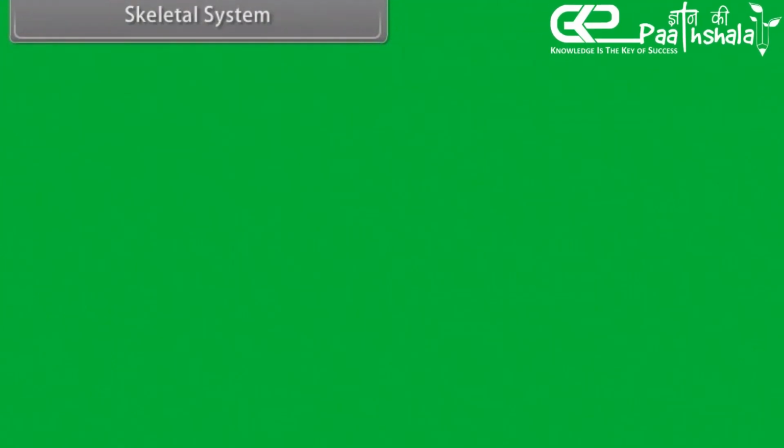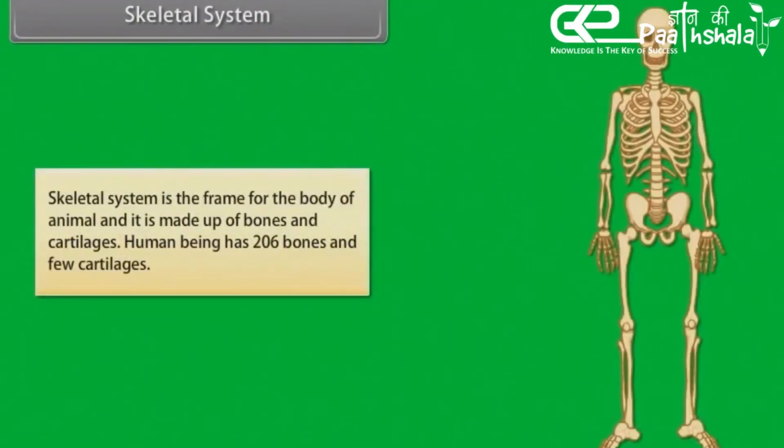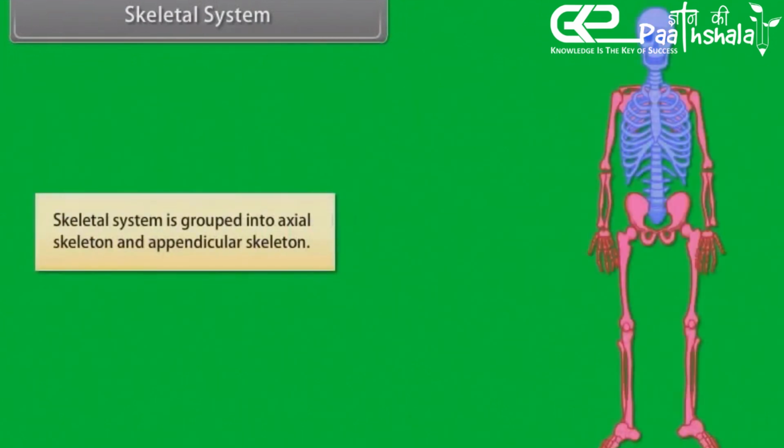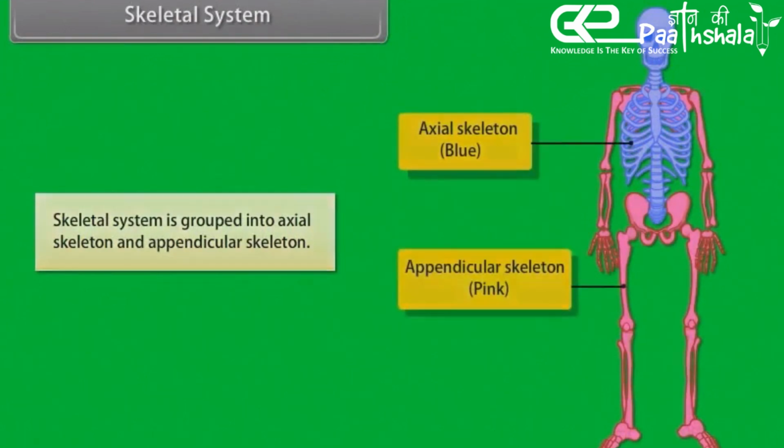Skeletal system. The skeletal system is the frame for the body of an animal, and it is made up of bones and cartilages. Human beings have 206 bones and a few cartilages. The skeletal system is grouped into axial skeleton and appendicular skeleton.